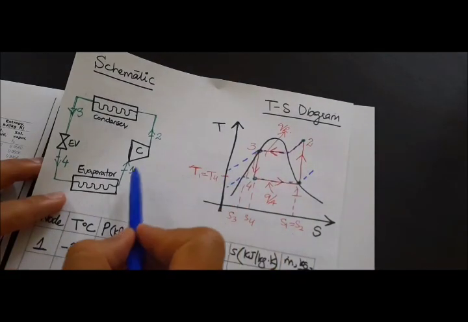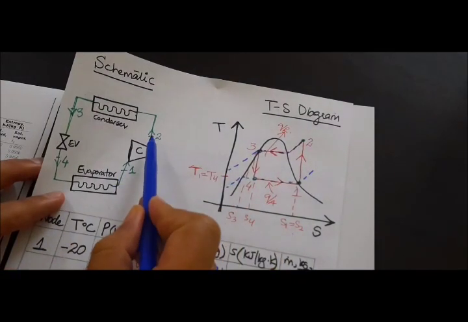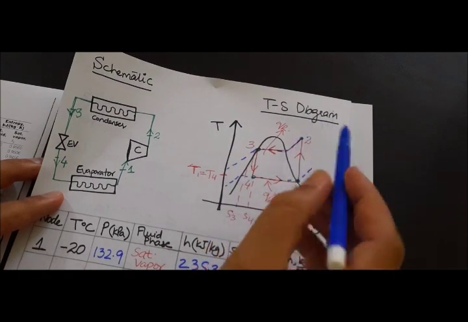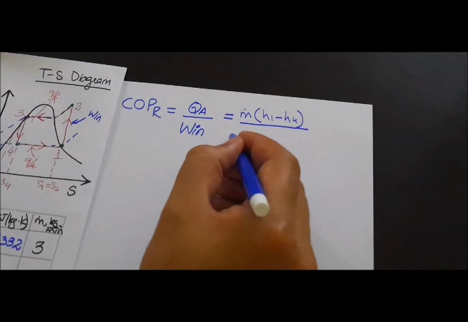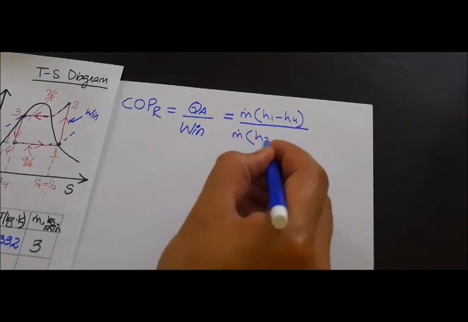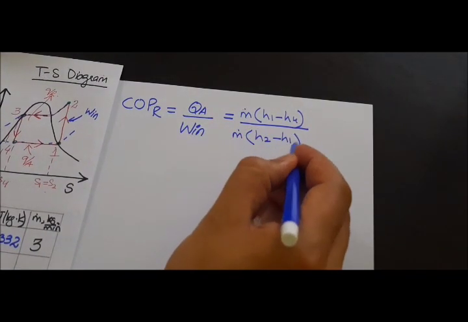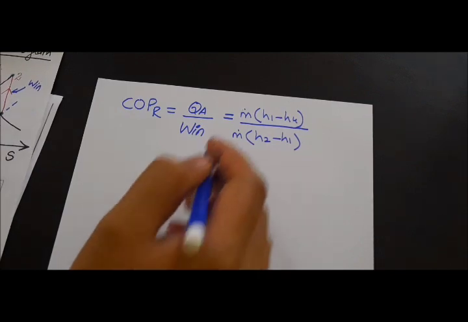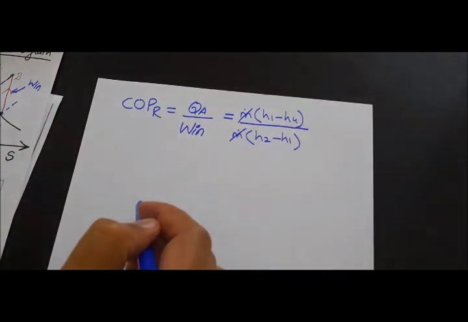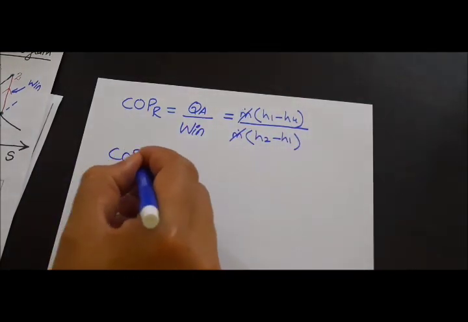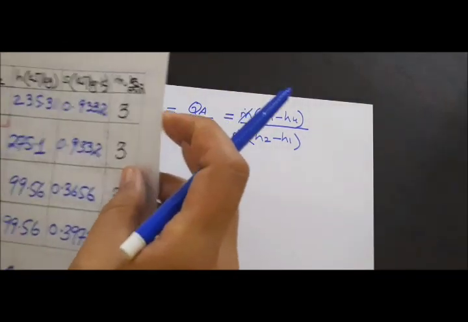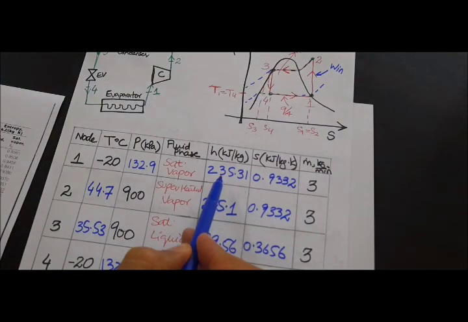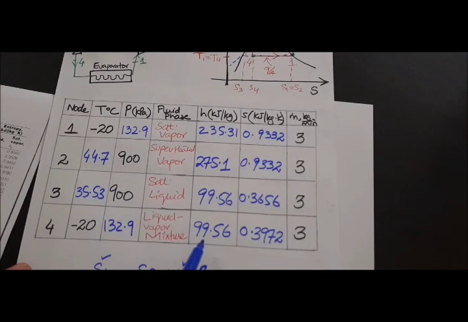Now where is the work input? The work input is into the compressor, from 1 to 2, and that is m dot (H2 minus H1). Now m cancels out, and the COP of refrigeration is (H1 minus H4) divided by (H2 minus H1). This is the H4 value, 99.56.